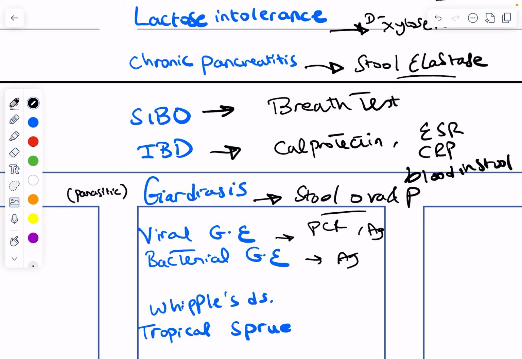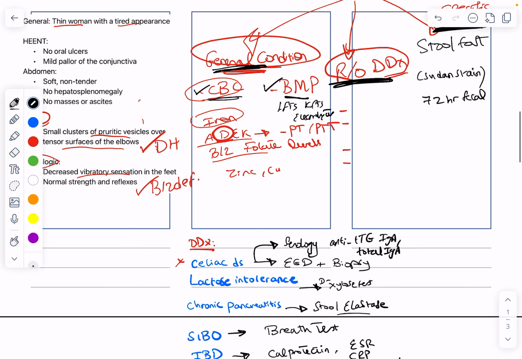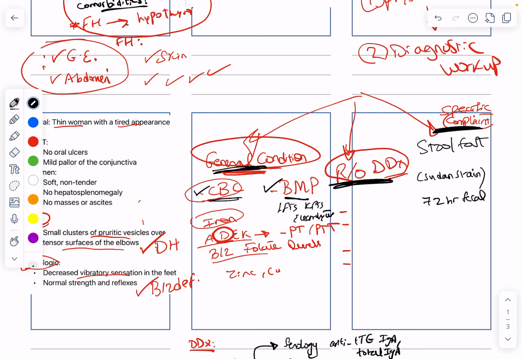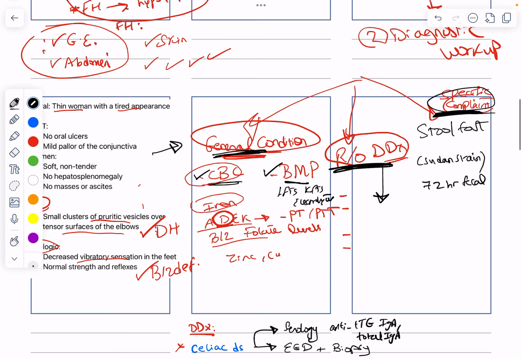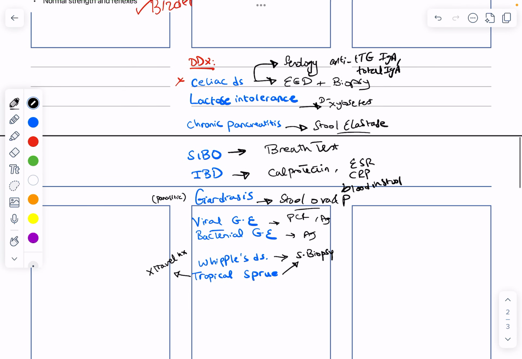For Whipple's disease, that one you're gonna have to do a biopsy of the small bowel. We're already gonna take a biopsy for celiac, and the same for tropical sprue, but those were ruled out because she does not have travel history, but we still want to make sure. So you see here, guys, how we categorized the workup in order to avoid missing anything, right? So for the general condition, to rule out the differentials, you're going to do one for each differential, and for the specific complaint.